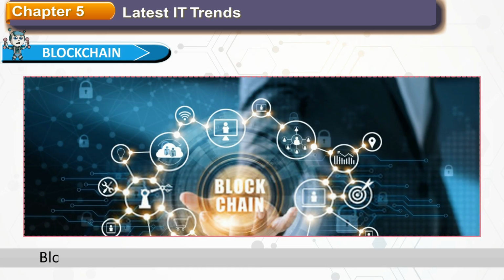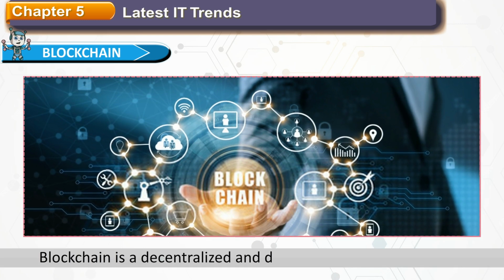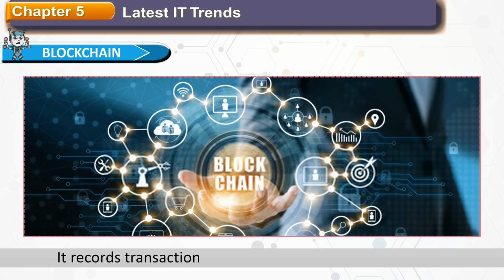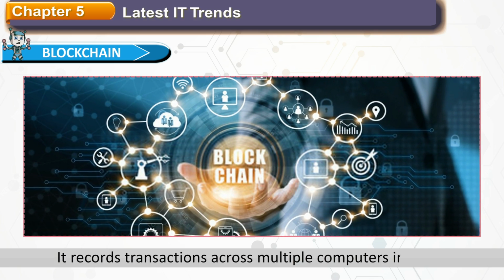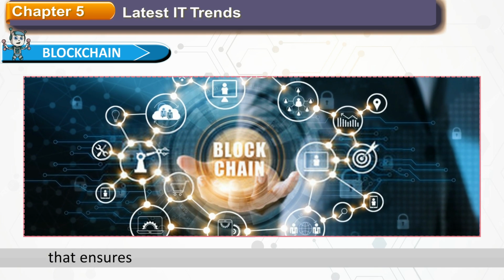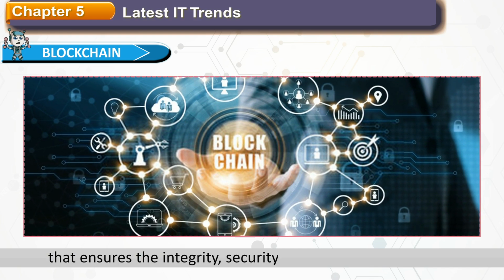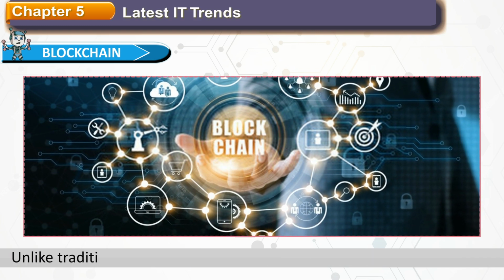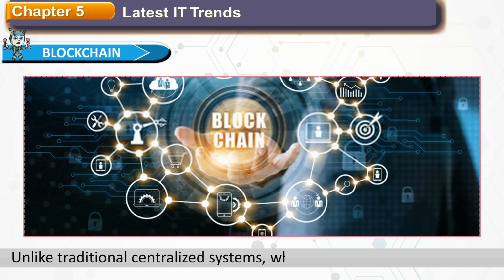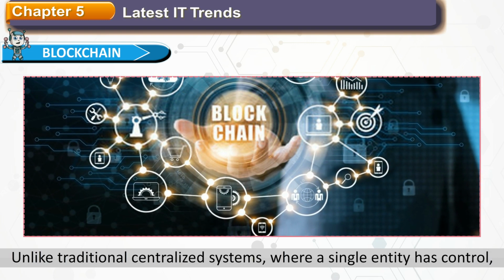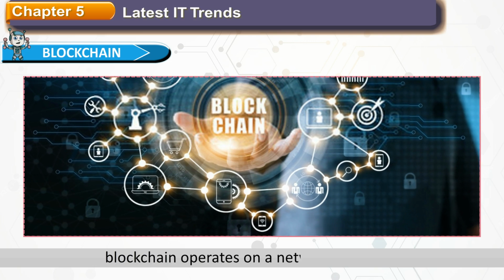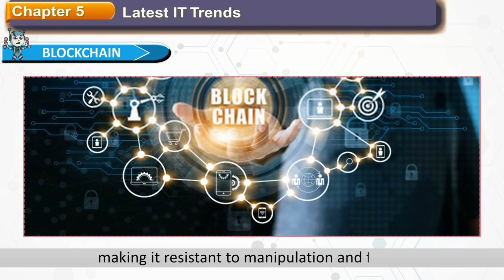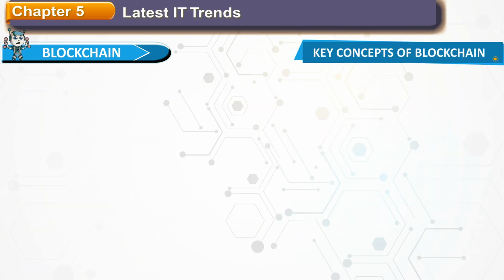Blockchain. Blockchain is a decentralized and distributed digital technology. It records transactions across multiple computers in a way that ensures the integrity, security, and immutability of data. Unlike traditional centralized systems, where a single entity has control, blockchain operates on a network of nodes, making it resistant to manipulation and fraud. Key concepts of blockchain.